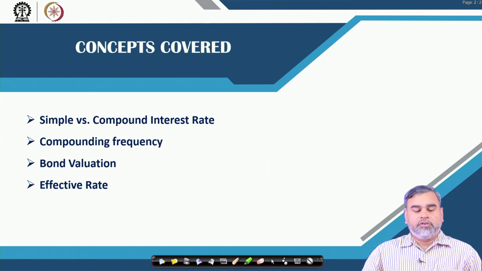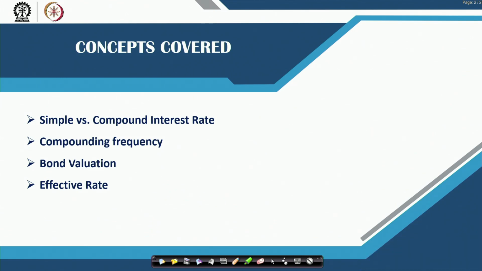Then we will also discuss the basic difference between bond valuation and equity valuation, and how bonds are basically valued in the market. Then the concept of effective rate, that is, with respect to the interest rate which prevails in the market, how the effective yield of that particular bond can be calculated. So, these are the four major concepts we are going to discuss in today's session.